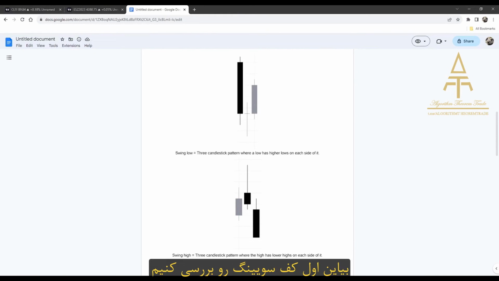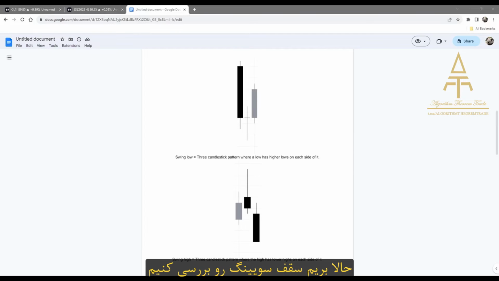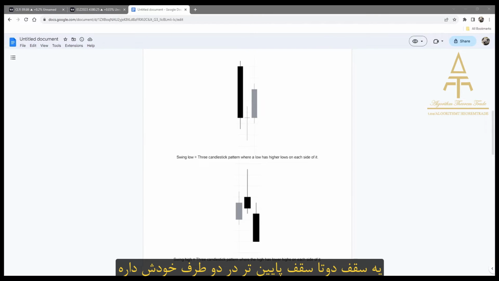Let's first take a look at our swing low. The swing low is a 3-candlestick pattern where a low has higher lows on each side of it. Now, let's take a look at our swing high. The swing high is a 3-candlestick pattern where the high has lower highs on each side of it.